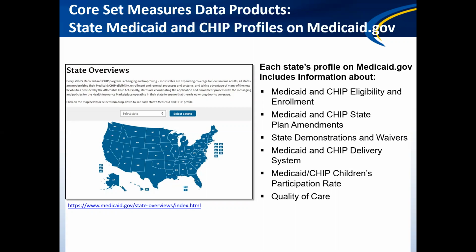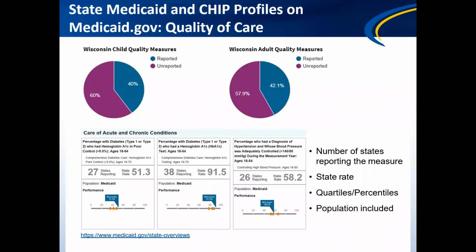And you can click on your state or any other state you're curious about and get a lot of information about the Medicaid and CHIP programs in that state, not limited to quality. The bullets here summarize just some of the things: eligibility and enrollment, recent state plan amendments, other various facts about the program, and quality of care is one of the sections. If you go to the next slide, you can see a snapshot of the quality section on the state profiles.